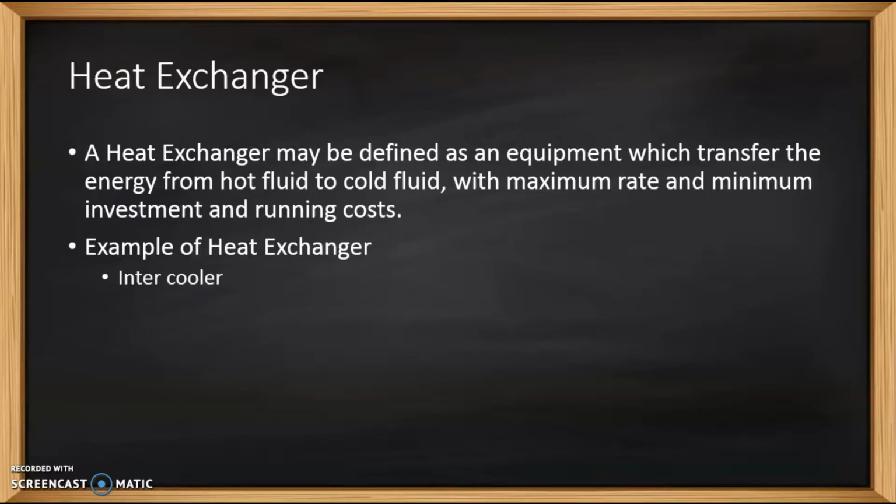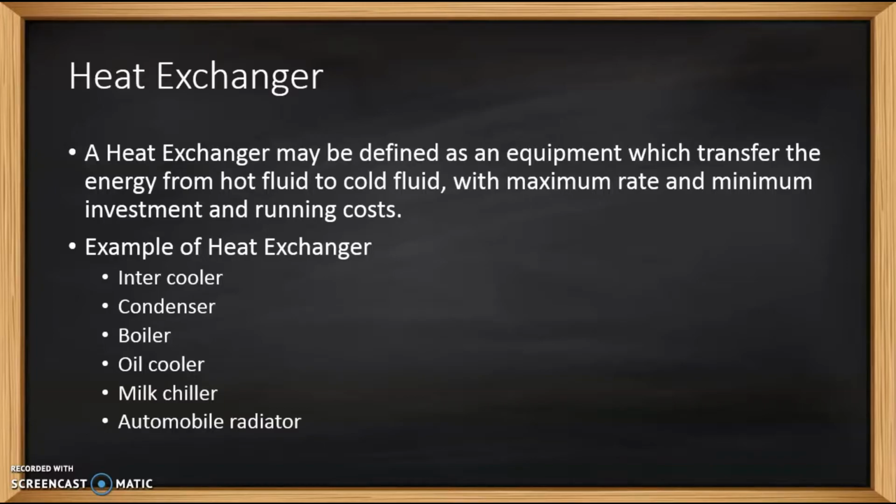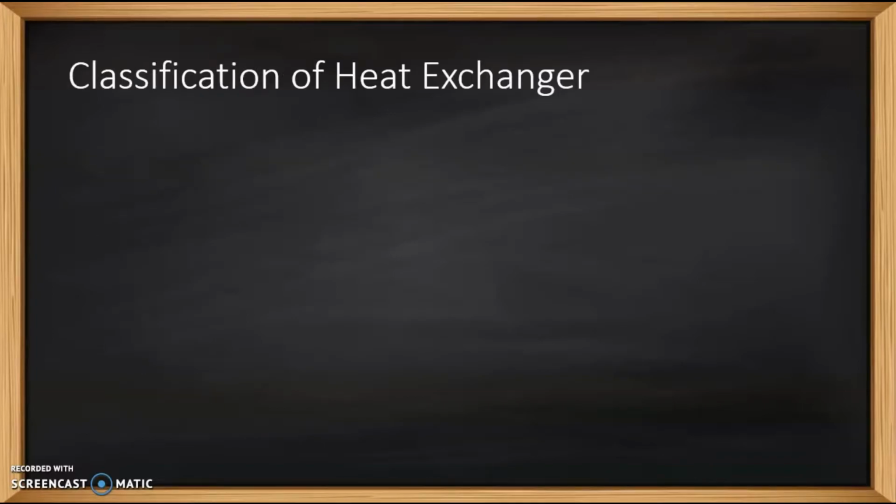The intercooler, which is used to cool down the air in between the stages of the compressor, is one kind of heat exchanger. Condenser, widely used in various thermal applications. Then the famous example that you have already studied in basics of mechanical engineering, boiler, oil coolers, milk chillers are various examples of heat exchanger. Automobile radiator.